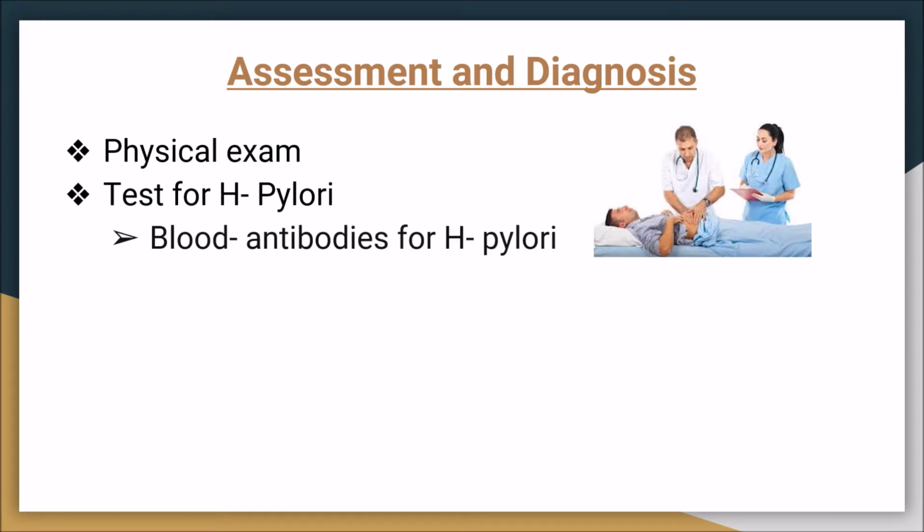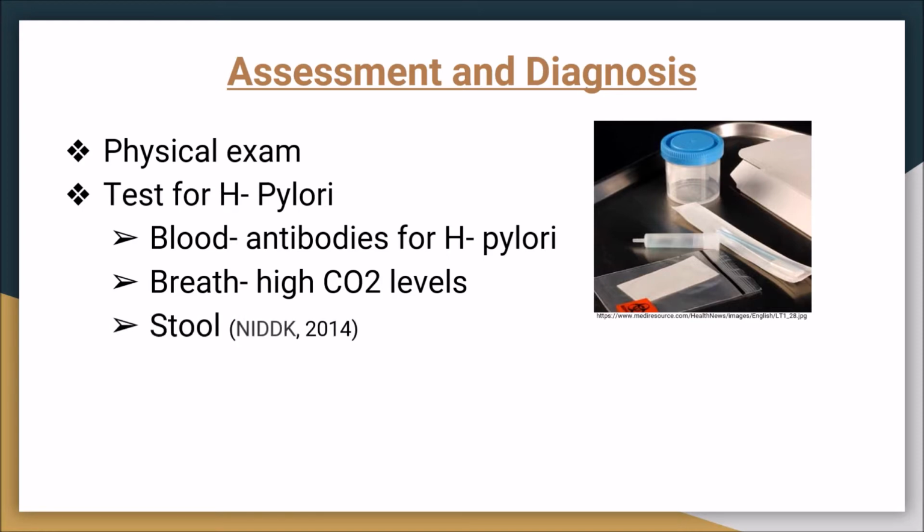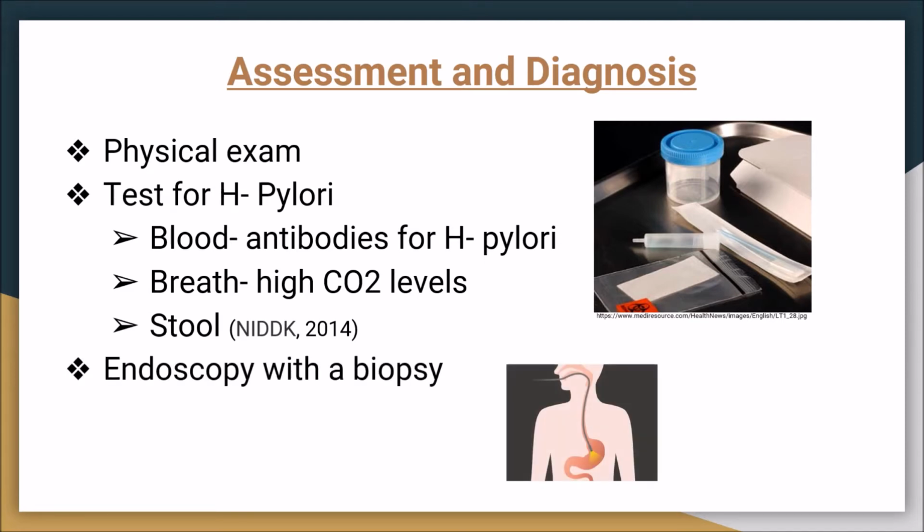The blood test looks for antibodies for H. pylori. For the breath test, patients are required to drink a liquid that contains urea, and if H. pylori is present, it will release abnormally high levels of carbon dioxide. Lastly, the patient's stool is tested for H. pylori stool receptor. Endoscopy is done to look inside one's stomach and small intestine to check for an ulcer.